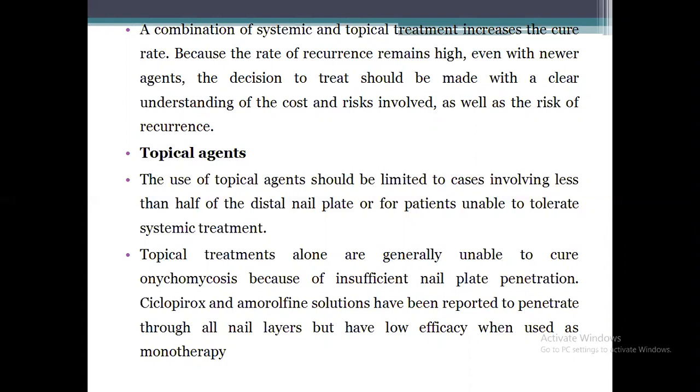But for those patients to whom we are not able to give systemic medications, because maybe they are not able to tolerate the systemic treatments, or maybe they have other problems, we have to go for topical agents. Topical treatments alone are generally unable to cure onychomycosis because of insufficient nail plate penetration. Ciclopirox and amorolfine solutions have been reported to penetrate through all nail layers, but have low efficacy when used as monotherapy.